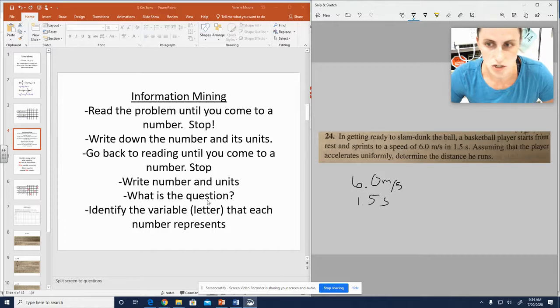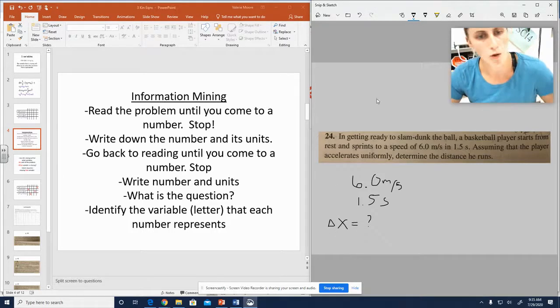So what is the question? Okay, so I'm going to come back over here. Assuming that the player accelerates uniformly, determine the distance he runs. So distance, the change in position. I know that that's represented by X. I don't actually have a number for that, but that's what the question is asking me. It wants to know what X is, or you can put a D there for displacement or change in X. I'll go ahead and put the delta X right here for you guys.